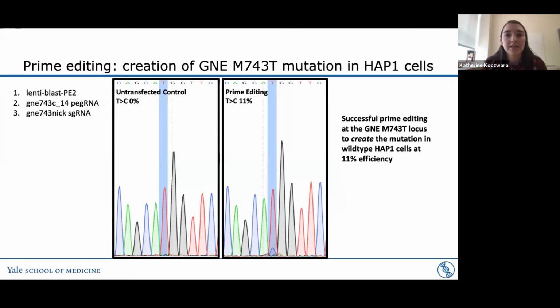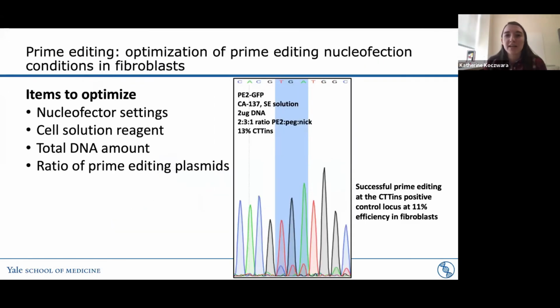But this is in a HAP1 cell line, so not the cell line that's present in our biobank. So the next thing that I wanted to do was optimize this prime editing process for the fibroblasts, the cells that we have in the biobank, because those are the cells that I'm eventually looking to correct. And to not get into the weeds of all of the optimization I did, which included nucleofector settings, the solution the cells are kept in, the total DNA amount used, and the ratio of the different plasmids or constructs I was using, when all of the optimization was said and done, I have been able to see prime editing in a fibroblast cell line.